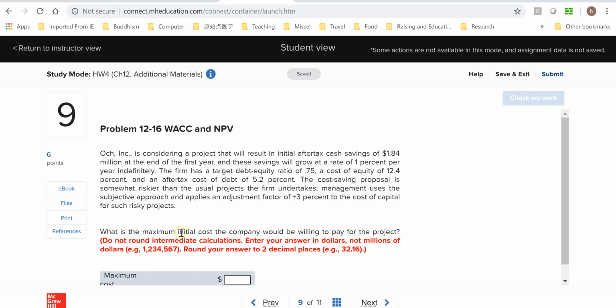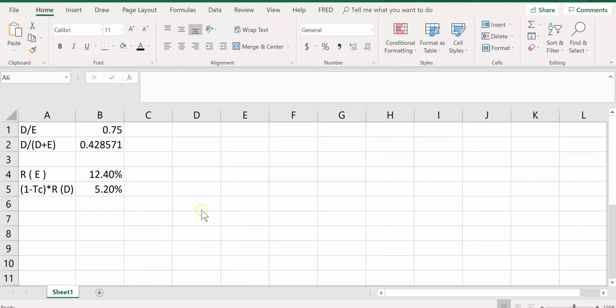And what is the maximum initial cost the company would be willing to pay for the project? So what's this question asking? The maximum initial cost the company would be willing to pay. So now the benefit is by taking on this project, the firm will save cost. We have a savings of $1.84 million for the first year and grows at 1% per year. So that's basically the benefit of taking on this project, but any benefit has to incur the initial cost. So basically the question is asking what is the maximum cost that will wash away that benefit. So the benefit, we can calculate the present value of the benefit, right?